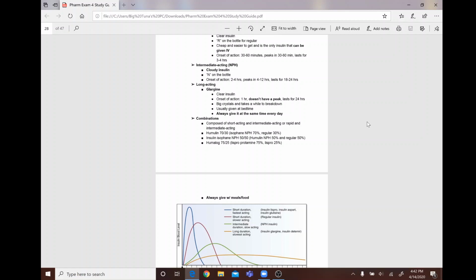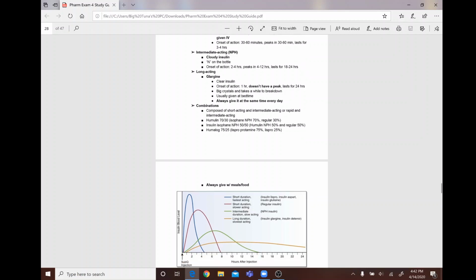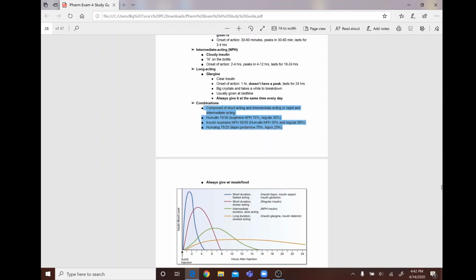All right, long-acting insulin or glargine. Is this clear or cloudy? This is clear. How long does long-acting insulin take to kick in? 1 hour. How long does a long-acting insulin last? 24 hours. What are the hallmark characteristics of long-acting insulin? No peak time. Give it the same time every day. Read these combinations right now.